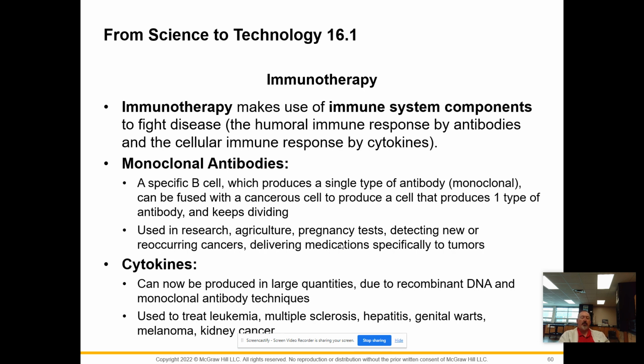Another type of immunotherapy are the cytokines. This can now be produced in large quantity due to recombinant DNA and monoclonal antibody techniques. This is used to treat things like leukemia, multiple sclerosis, hepatitis, genital warts, melanoma, and even kidney cancer.